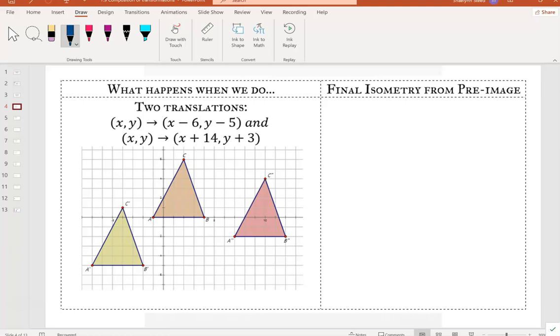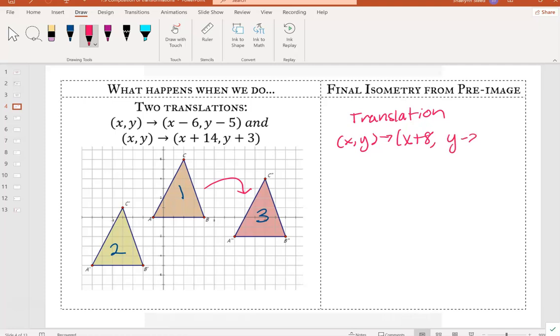So here, if we do 2 translations in a row, so we take 1 to 2 to 3, how could we have gone from 1 to 3 in a single move? Well, we could just do another translation, which would just take x comma y straight to our x value went from -1 to 7. So it went right 8, and then it went down 2. So we could have done a single translation of that.